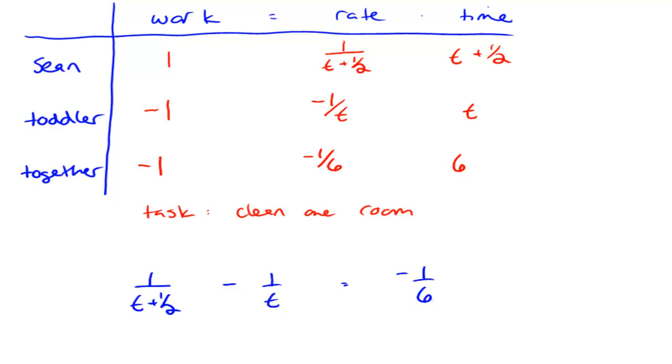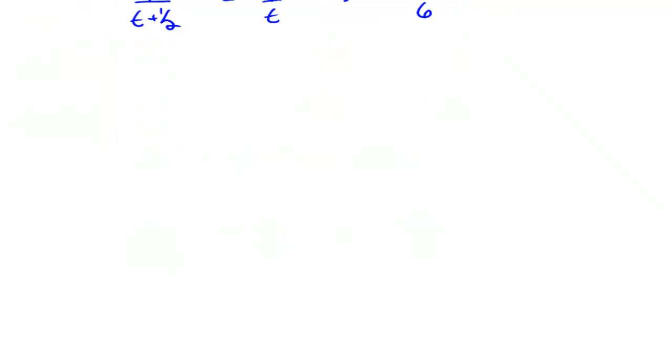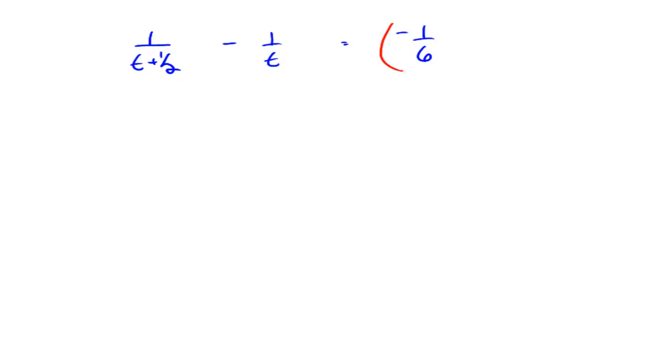We've got 1 over t plus a half minus 1 over t is equal to negative 1/6. Now I'm going to scroll down a little bit and then solve this. Because this is an equation, we can multiply both sides by the LCD, which in this case is 6t times t plus a half, multiplying both sides.